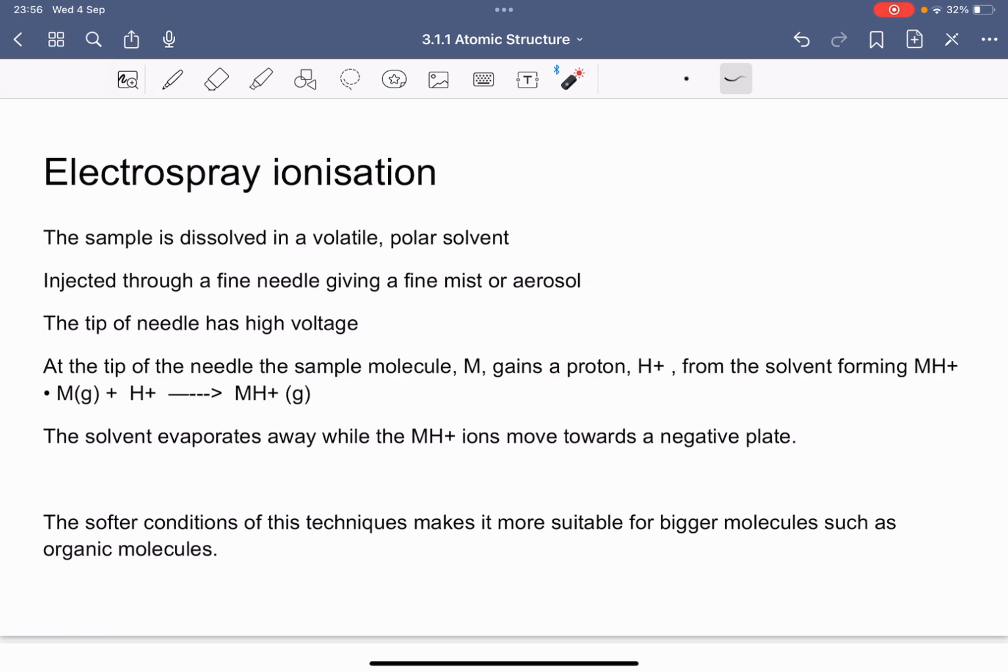The second type of ionization you need to worry about is electrospray ionization. Here, a sample is dissolved in a volatile polar solvent and injected through a fine needle, giving it a fine mist or aerosol. The tip of the needle has high voltage. At the tip of the needle, the sample molecule gains a proton from the solvent, forming MH+. So here's our particle, and it just gains a proton, and this is how it becomes positive. So in both instances, you end up with positive ions. Here, because there's less breaking, it's better for the bigger molecules.